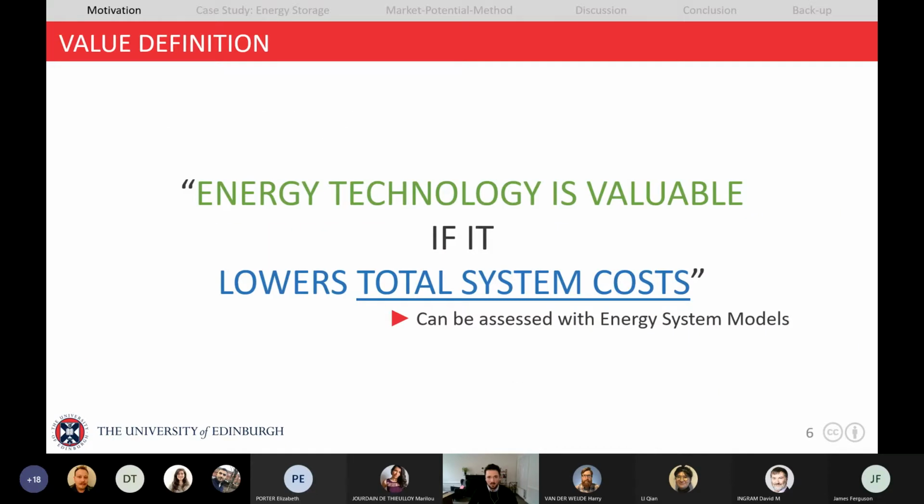What we define as valuable is an energy technology that lowers total system costs. It actually makes sense, right? A technology which somehow reduces the energy bill costs at the end is a good technology. That's something we should strive for. And one tool to assess that is energy system models.